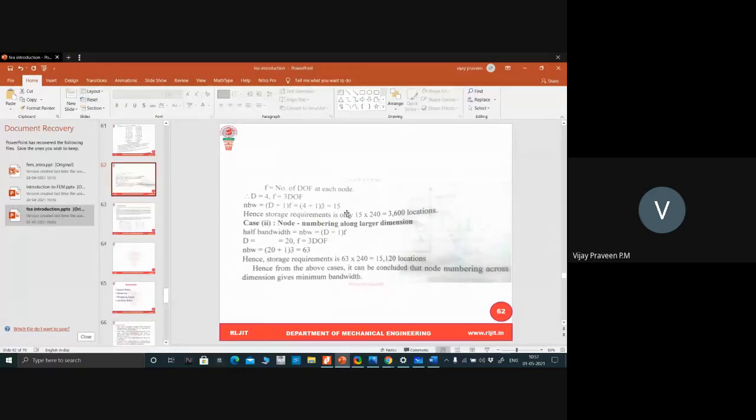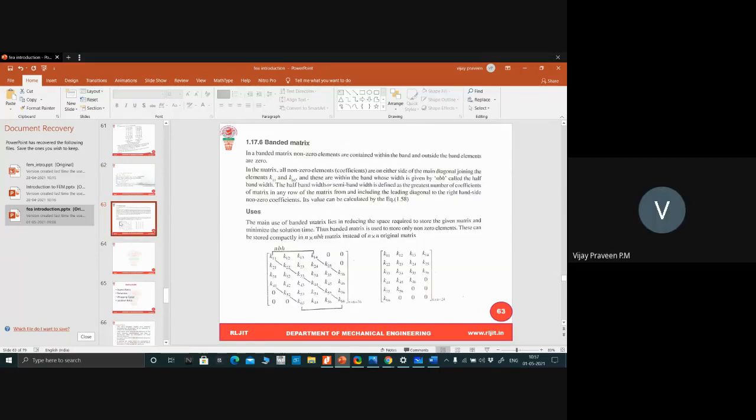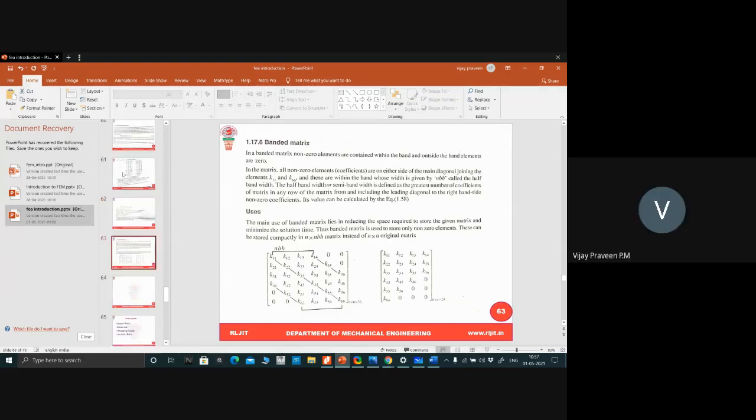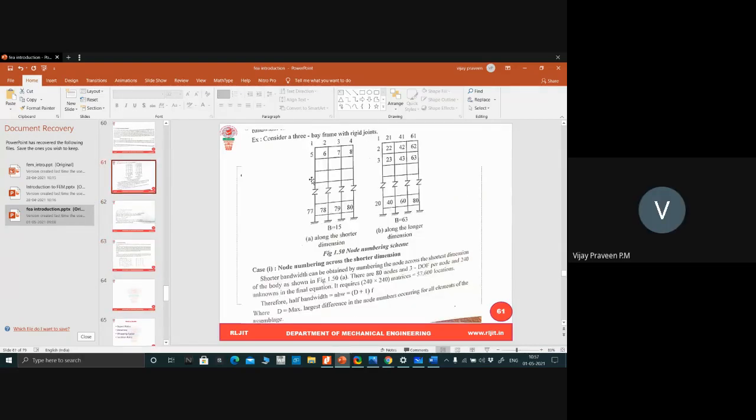See that: if I do the numbering on the shorter side, you get only 3600. But if you do it on the longer side, you get 15,120 locations. That means it will take more memory and more time. So which is the best one? Always you should number on the shorter side. Then you get a lesser bandwidth, which takes less memory and less computation time. So the node number is key.